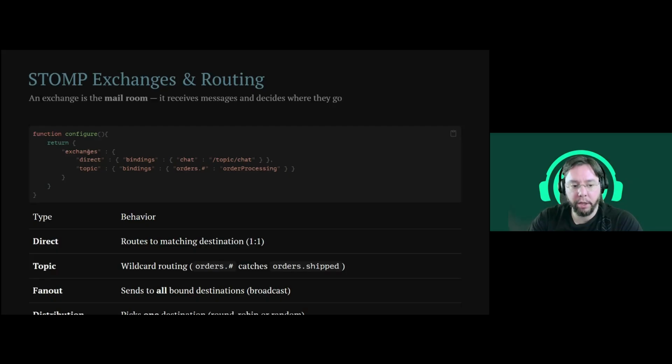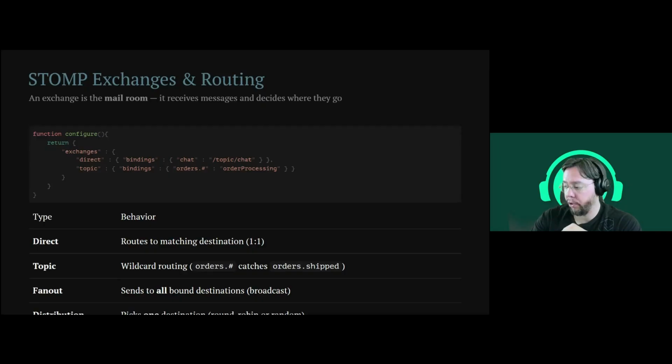Like here, if something goes to the direct exchange, then you can have it go to other exchanges. So this is basically just simple alias routing. Topic allows you to use wildcards, like here the pound is a wildcard. So you could have orders dot whatever, which would match both orders dot shipped and orders dot canceled.